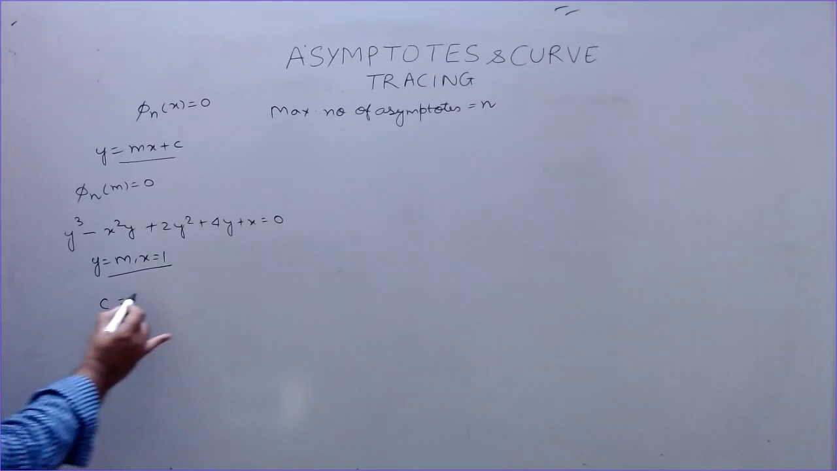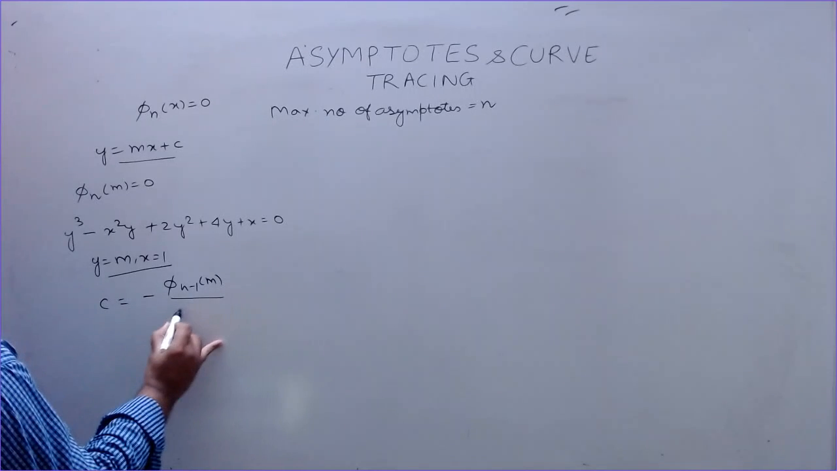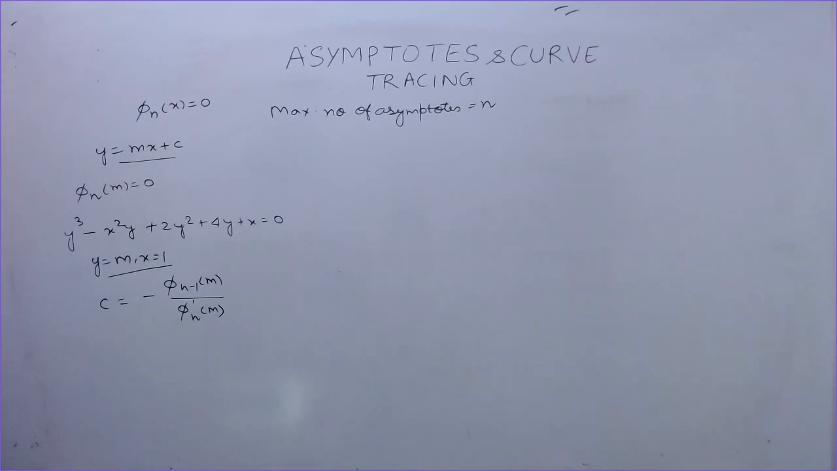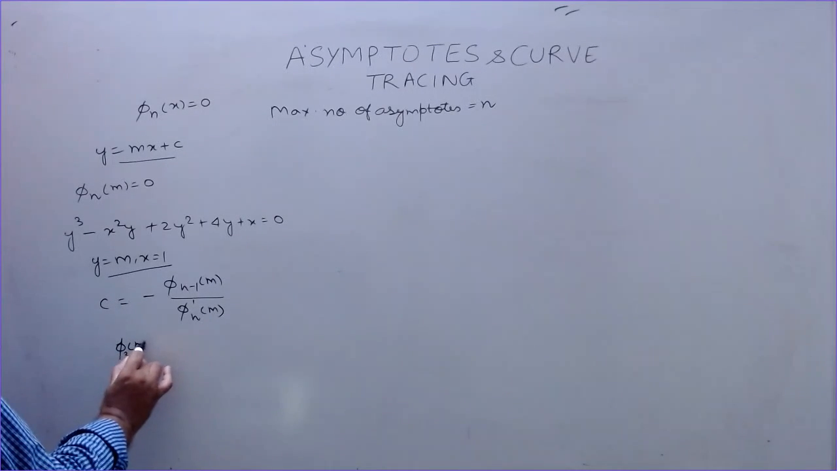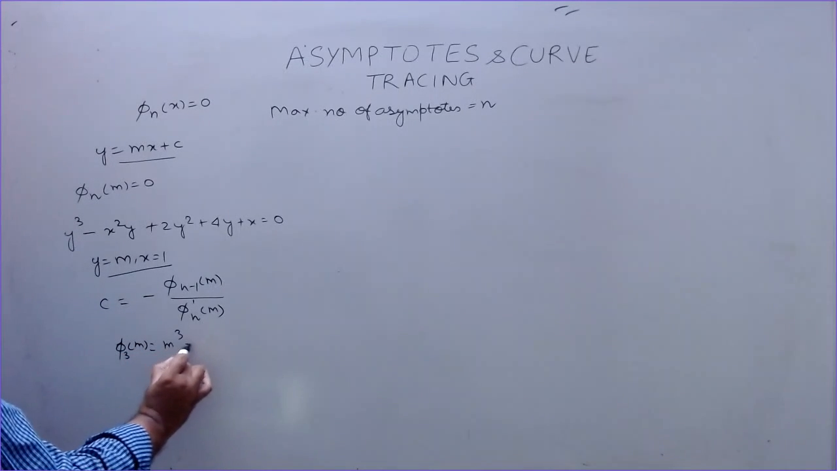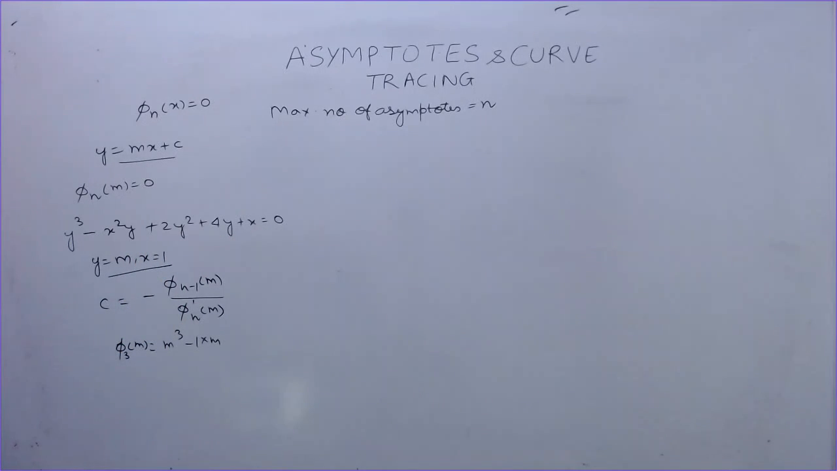C is equal to minus of phi n minus m by phi n dash m. Phi n m equal to 0. So here you will put y is equal to m. So phi 3 m here is equal to, because this is a third degree equation, m cube minus 1 into m. Other terms are less than 3 degree, so they will be left.